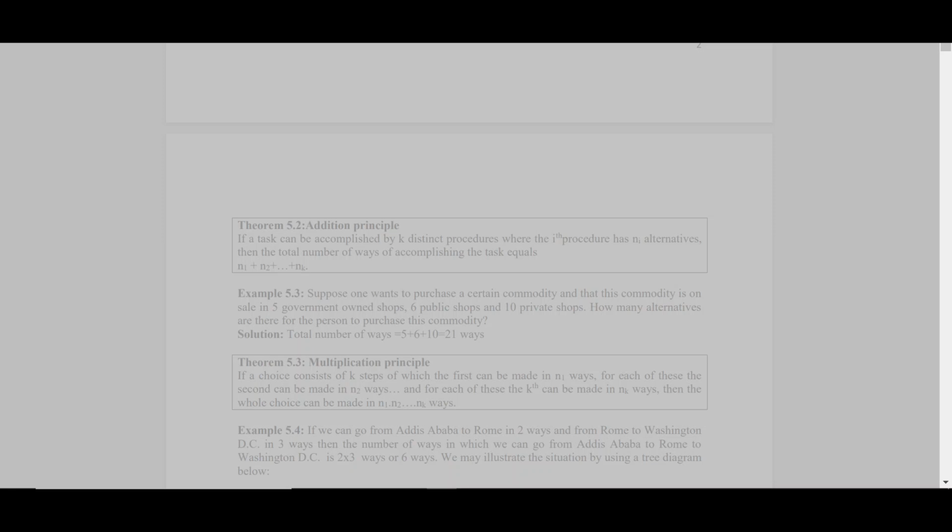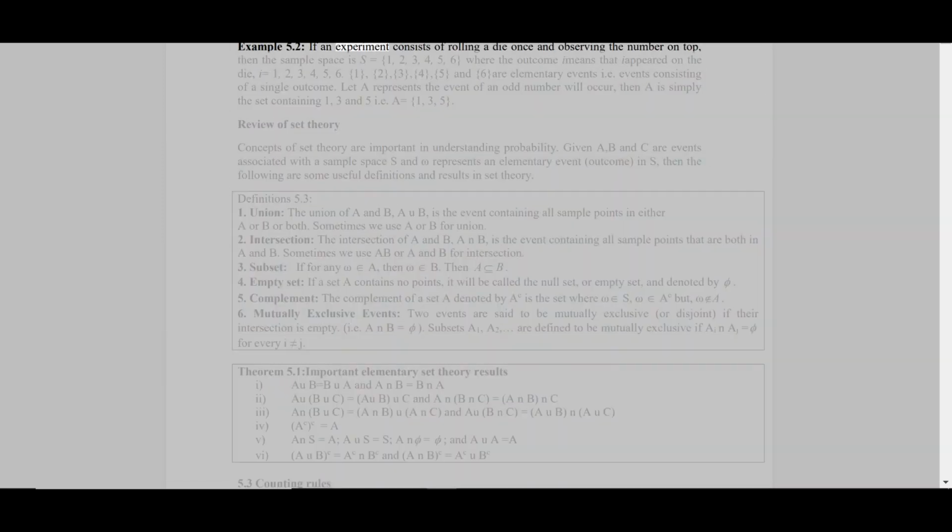Example 5.2: If an experiment consists of rolling a die once and observing the number on top, then the sample space is S = {1, 2, 3, 4, 5, 6}, where the outcome i means that i appeared on the die, i = 1, 2, 3, 4, 5, 6. 1, 2, 3, 4, 5 and 6 are elementary events, i.e. events consisting of a single outcome. Let A represent the event that an odd number will occur; then A is simply the set containing 1, 3, and 5, i.e. A = {1, 3, 5}.